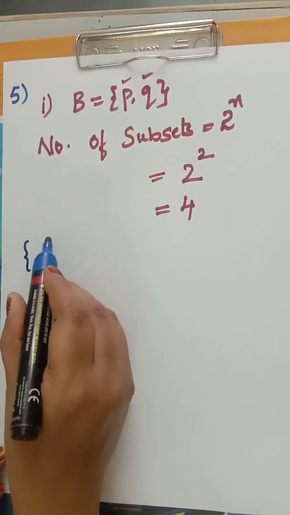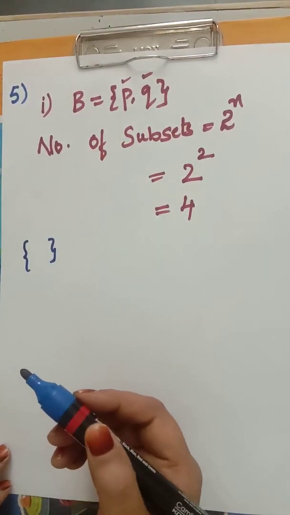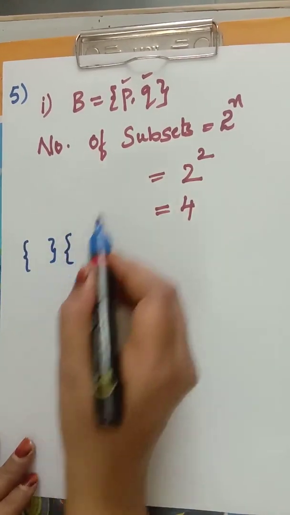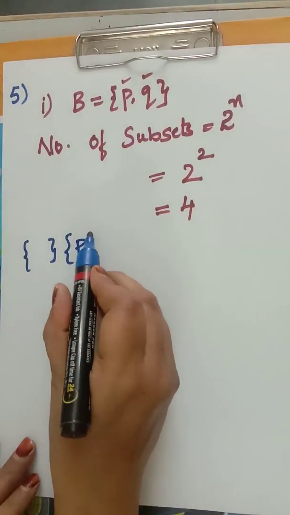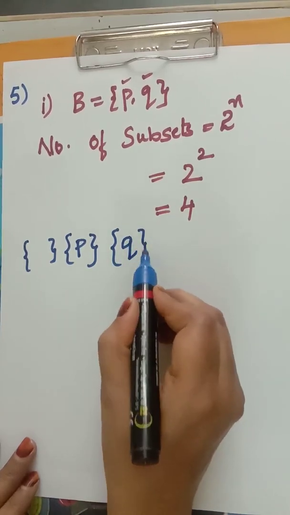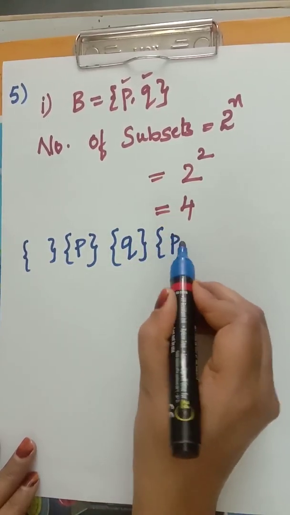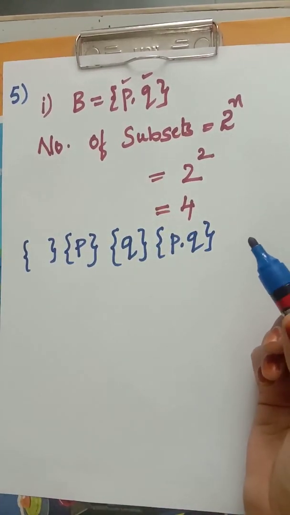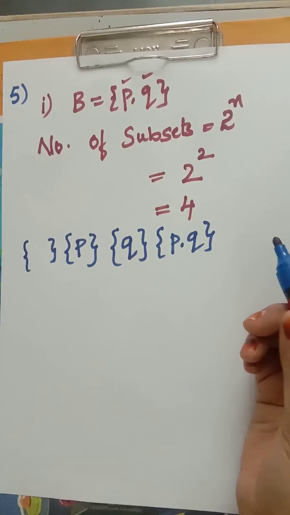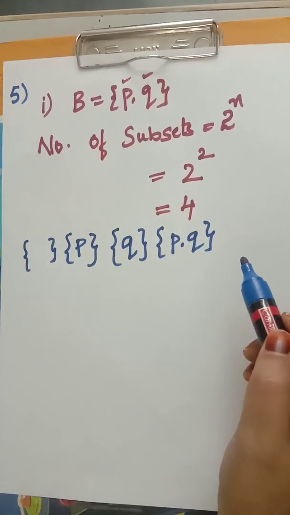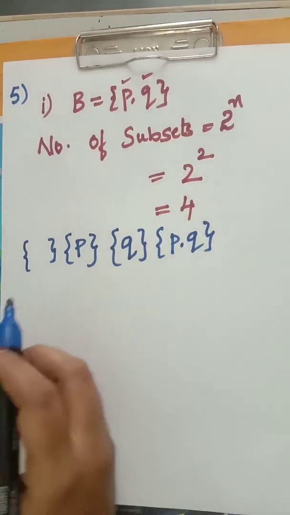First one is the empty set. The empty set is a subset of all sets. Second one is {P}. Next is {Q}. Next {P, Q}. What is a subset? I have explained it to you in an introductory class. So this is the way to list out all the subsets of the following.